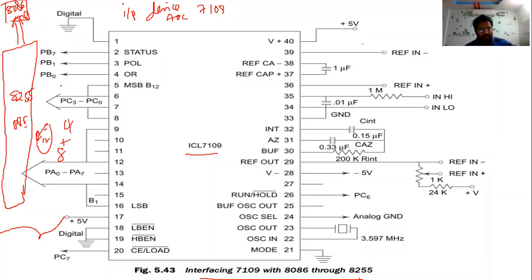Again, you can draw this diagram carefully. You must draw the 8255 PPI diagram also. In this group diagram, they can give just a single diagram of the 7109 only, but you must draw this 8255 PPI also like this.